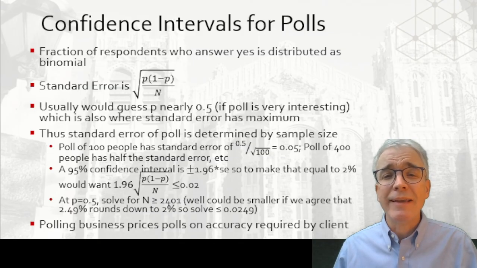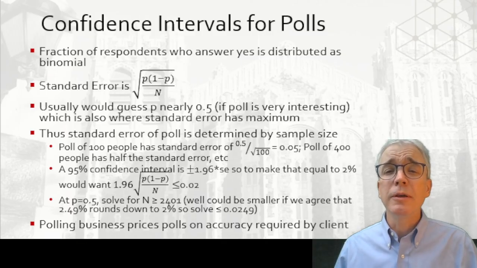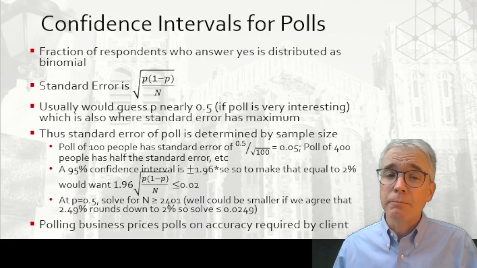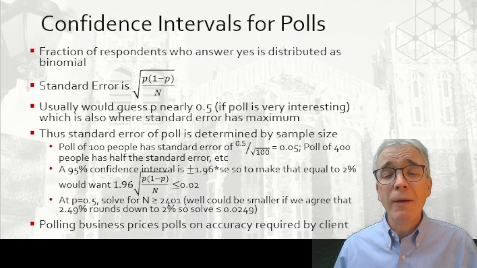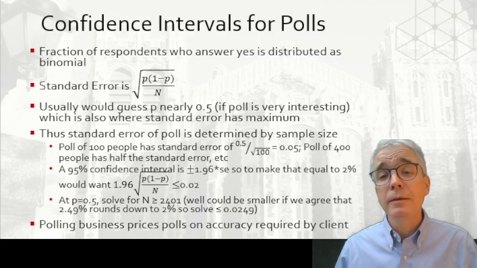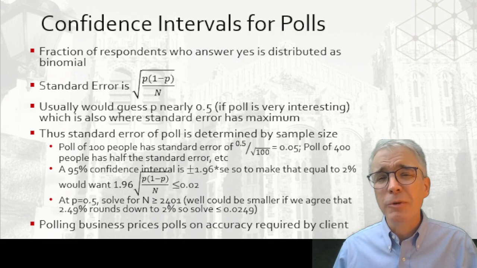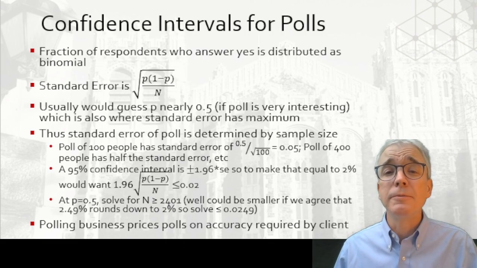You could shave that down a bit, and I'm sure people do. But if you're in the polling business, your pricing is basically determined by how accurate the client wants the answer to be. Client wants a poll. Your basic question is, okay, how accurate do you need? Do you want that plus or minus 2% or something else? Then we've got to find almost 2,500 people to answer the poll.